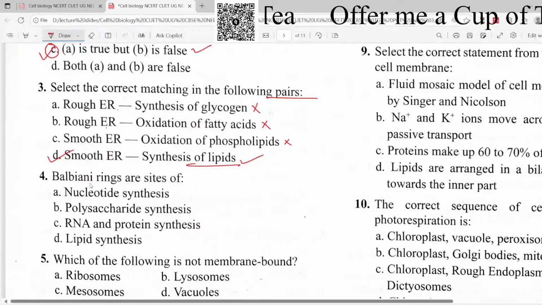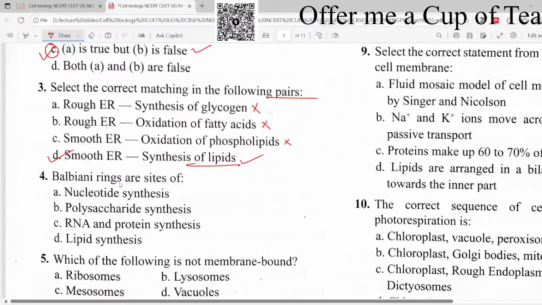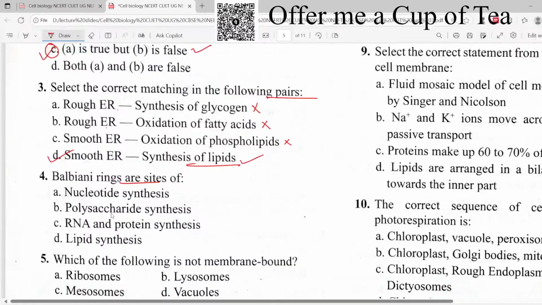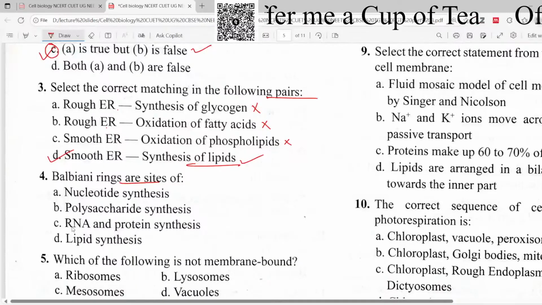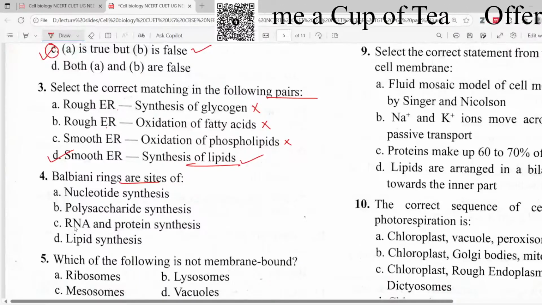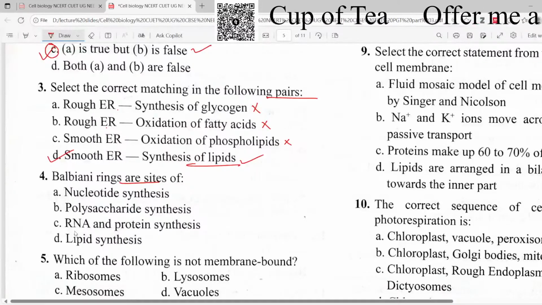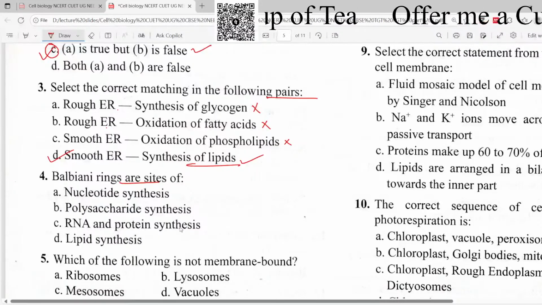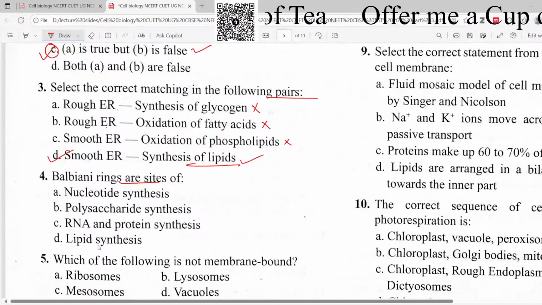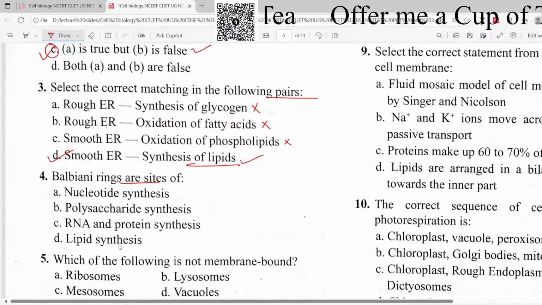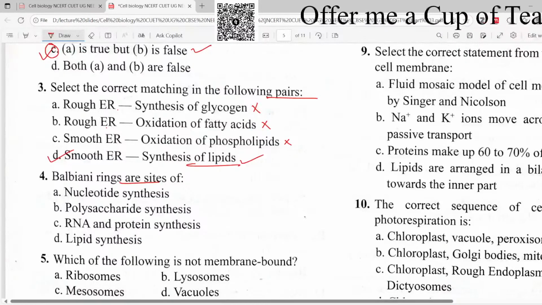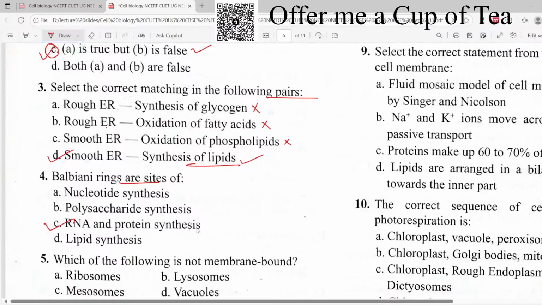So next question, Balbiani rings are sites of: option A, nucleotide synthesis; B, polysaccharide synthesis; option C, RNA and protein synthesis; option D, lipid synthesis. So the correct answer is option C, RNA and protein synthesis.